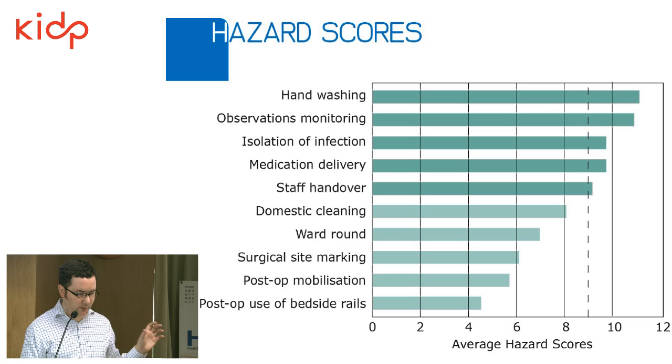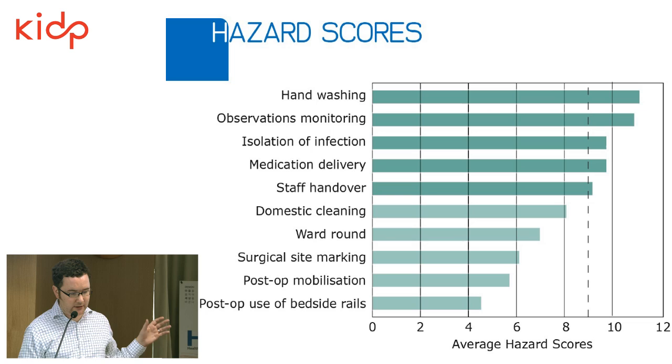Observations monitoring is the use of a blood pressure cuff and thermometer to measure patient's vital signs. 그다음에 observations monitoring이라는 거는 맥박 재고, 혈압 재고 하는 vital signs 되는 거죠. Isolation of infection is aimed at reducing the spread of infection between patients. 그다음에 감염 격리라는 것은 한 환자에서 다른 환자로 세균이 옮겨가지 않도록 하는 거고요. Medication delivery is the administration of drugs at the bedside. 그다음에 medication delivery는 병상에 있는 환자에게 약을 전달하는 거. And staff handover is the communication of information between staff shifts. 그다음에 staff handover는 교대할 때 제대로 정보가 인수인계가 되는가 하는 거고요.